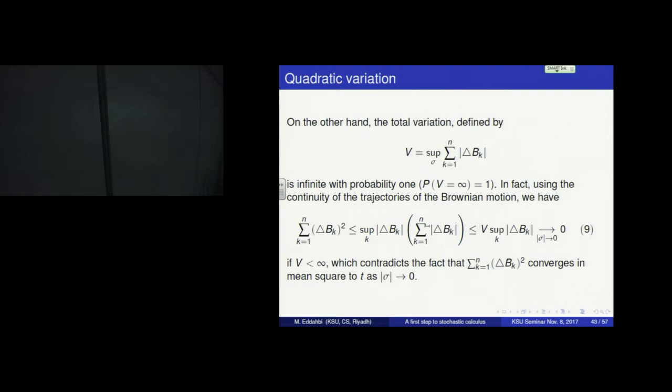So this means that this quadratic variation is equal to 0. But we have proved that it converges to T. It's not possible, because we assumed that V is finite. If this is finite, then this will converge to 0. This is a contradiction because we have proved that it converges to T. So there is no way to define it as a Stieltjes integral.